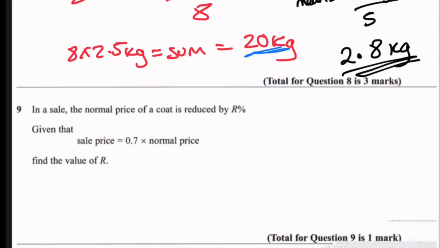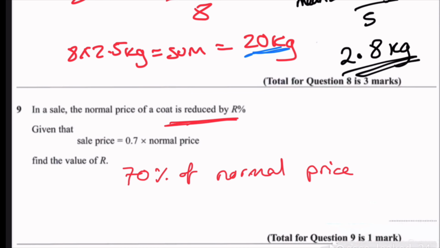Okay, so the sale price is 70% of normal price. So how much did it reduce by? This is then 30% off. So R equals 30.